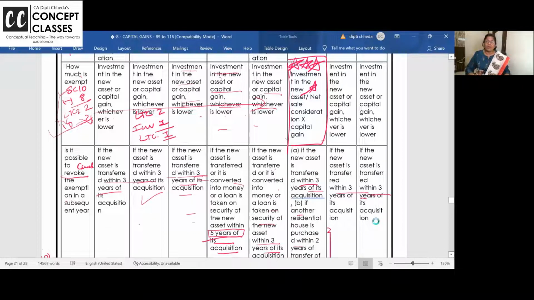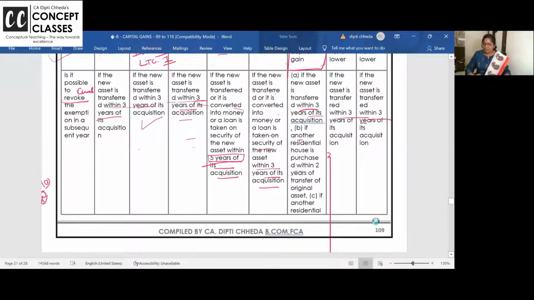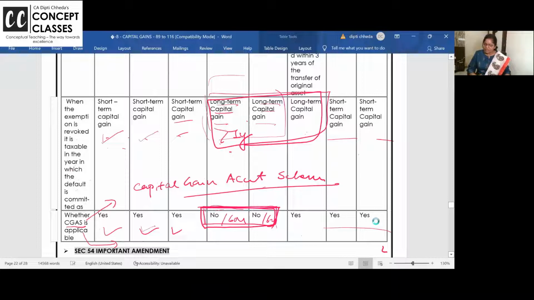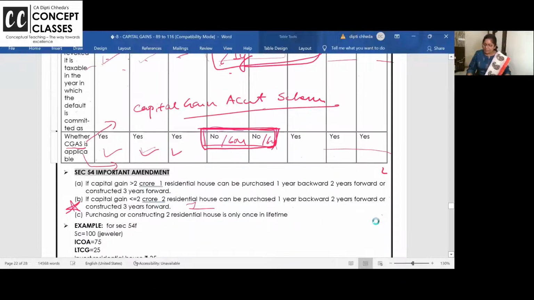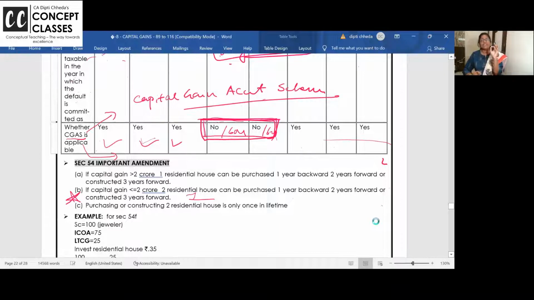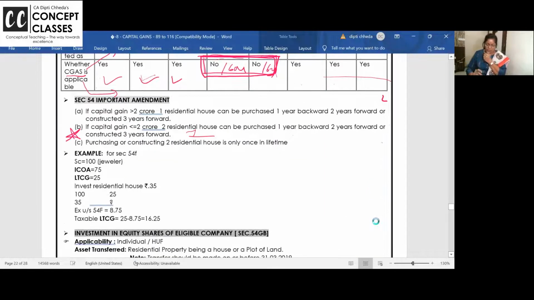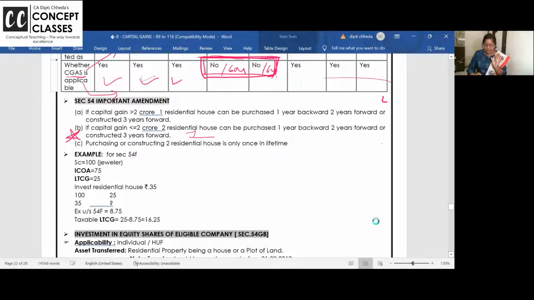दीप्ति मैम ने बोला है कोई फॉर्मूला नहीं होते हैं, लॉजिक ही होता है. तो अब हम वो लॉजिक पढ़ेंगे. रेस्ट तो क्लियर है. If it is revoked, it is long term. Is CGS applicable? Yes. You are selling any capital asset in 54F except residential house and you are buying house. Now, this is the way you calculate. Look at this example.